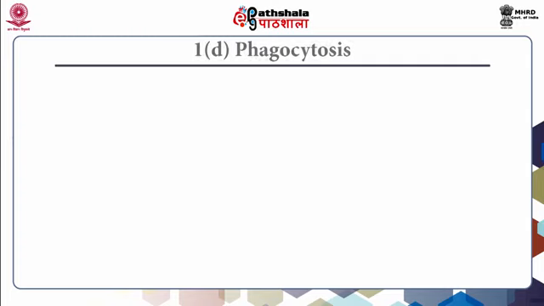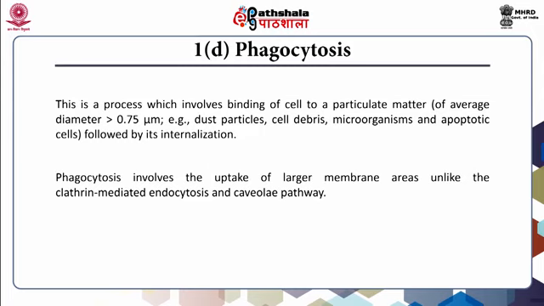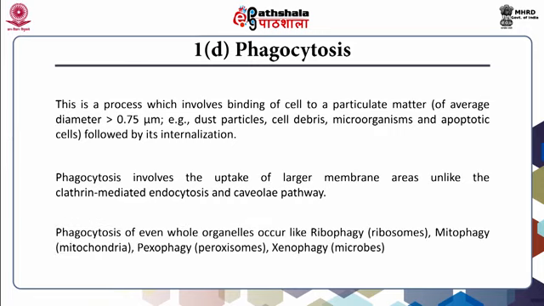Let us see what is phagocytosis. This is a process which involves binding of a cell to particulate matter followed by its internalization. Phagocytosis involves the uptake of larger membrane areas, unlike the Clathrin mediated endocytosis and Caveolae pathway. Phagocytosis of even whole organelles occurs, like ribophagy, that is ribosomes, mitophagy, mitochondria, pexophagy, peroxisomes, xenophagy, microbes.